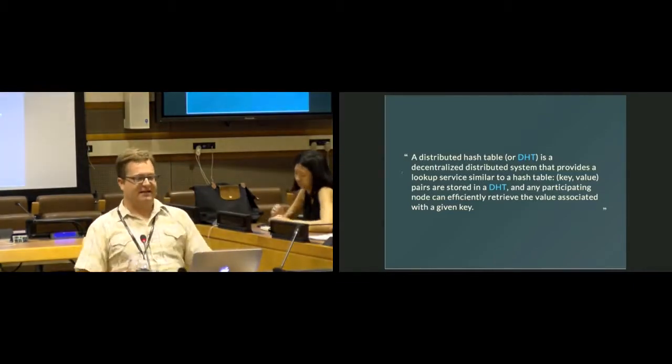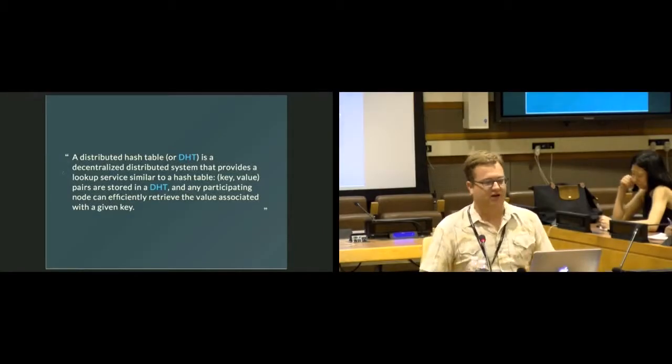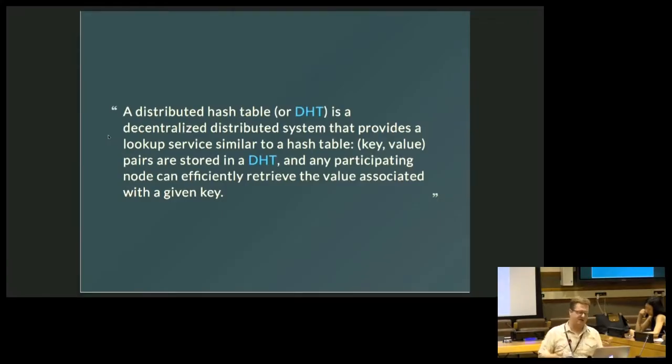A distributed hash table, or DHT, is a system that provides a lookup service similar to a hash table, where you have a key and value pair that are stored in a distributed fashion across many nodes, and any participating node can effectively retrieve the value associated with any given key. So if you have a key and a value that you want to store, you can pick a node and store it. Here's an image of a distributed hash.